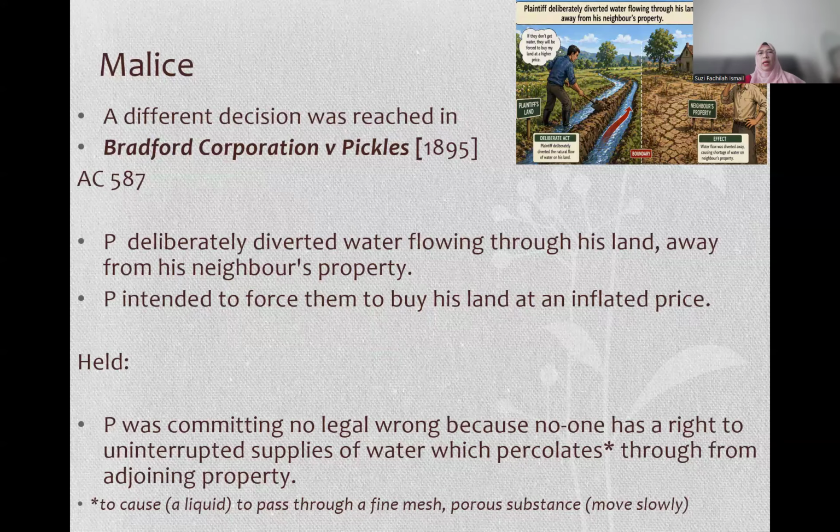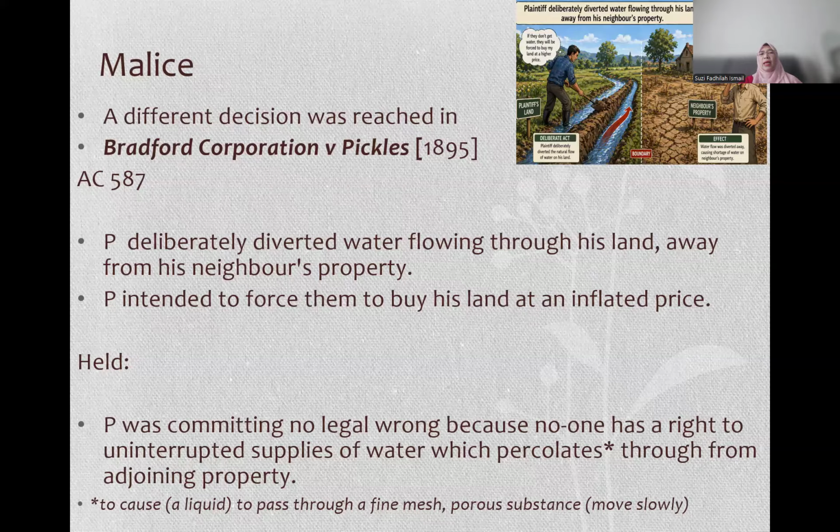This is the last slide before we adjourn, before we end part 3 of the recorded lecture. Compared with this, the court came to a different decision in the case of Bradford Corporation and Pickles, 1895. Here, the defendant deliberately diverted water flowing through his land. On his land there was a water flow, and he was doing this act on his land, away from his neighbor's property. What was the reason behind this?